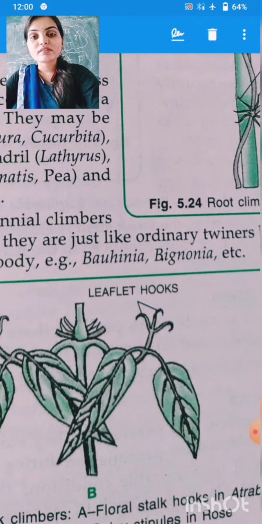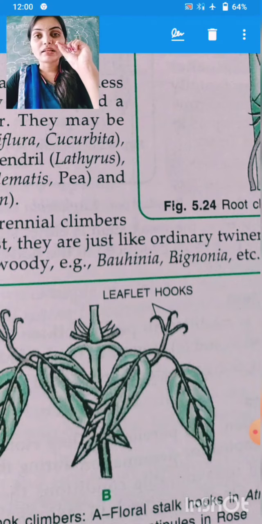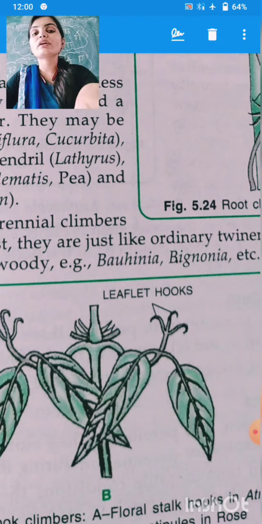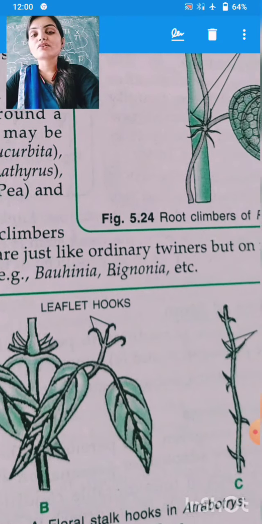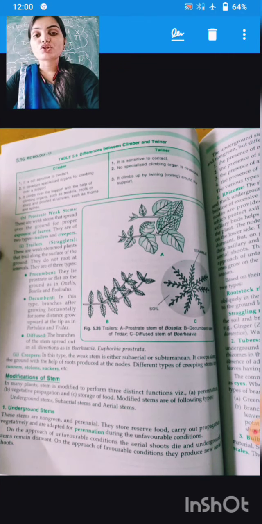Now here you can see leaflet hooks are there in the base part, means the leaflet, from where the leaf is originated, the terminal point of that is having a leaflet, and the leaflet is looking like a hook. Okay, that is also a modification of stem. Here you can see in stem the leaf is modified into spiny spicules. Okay, so these are the modifications of branches or stem.